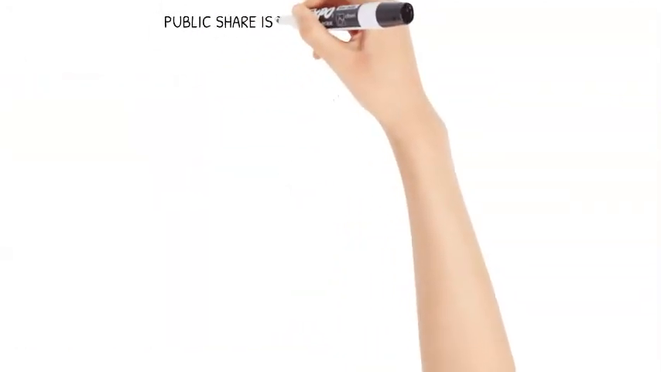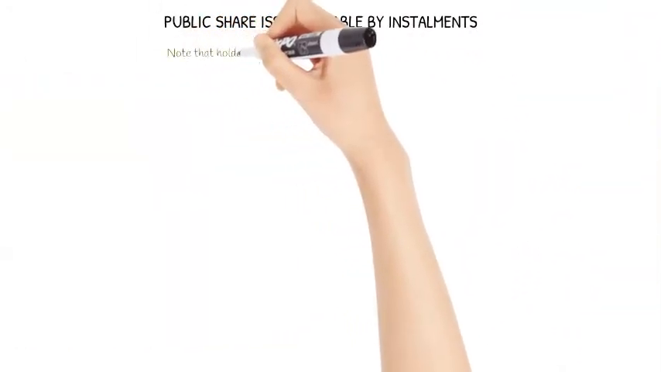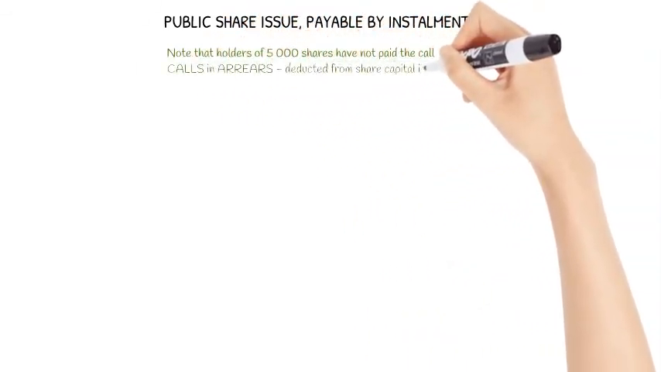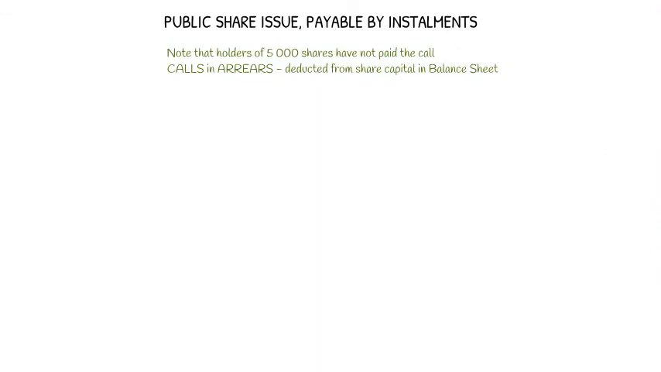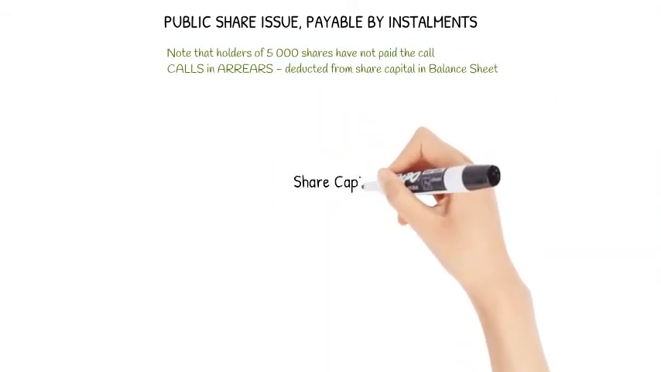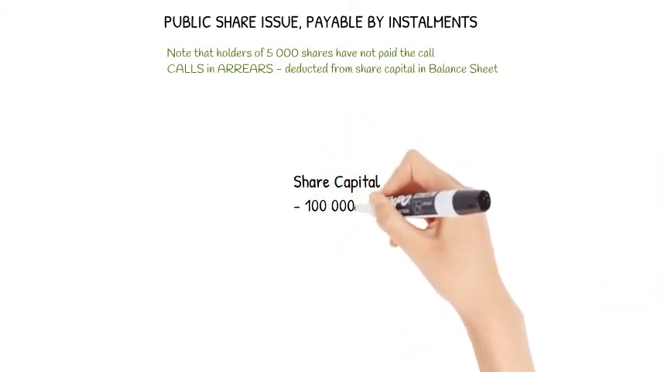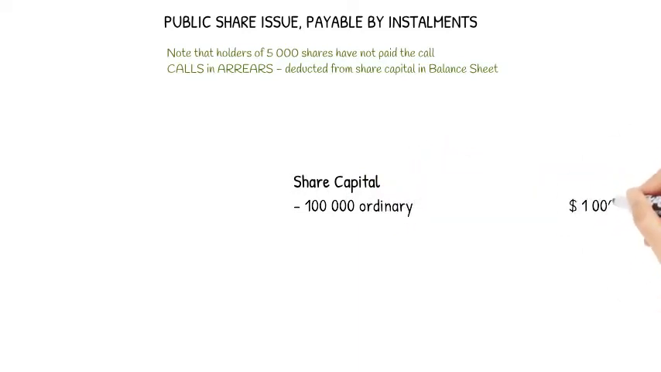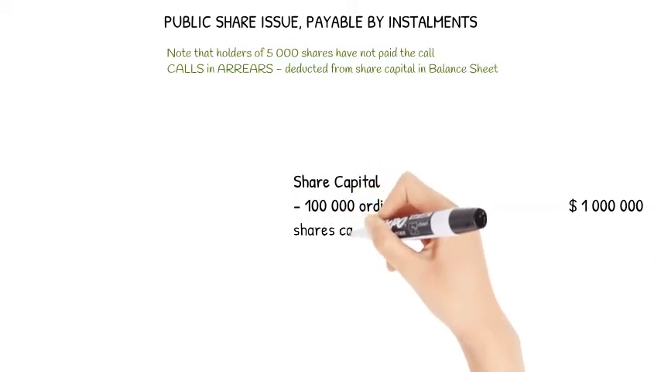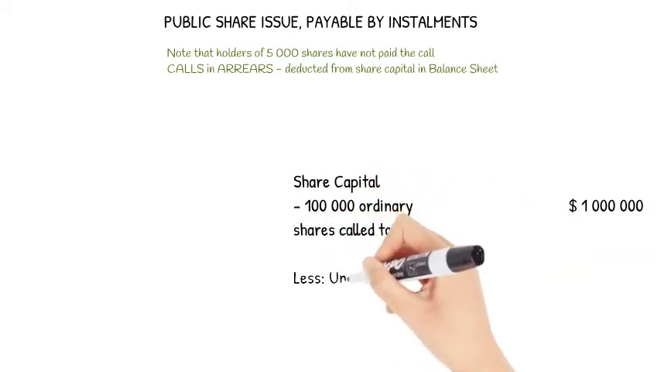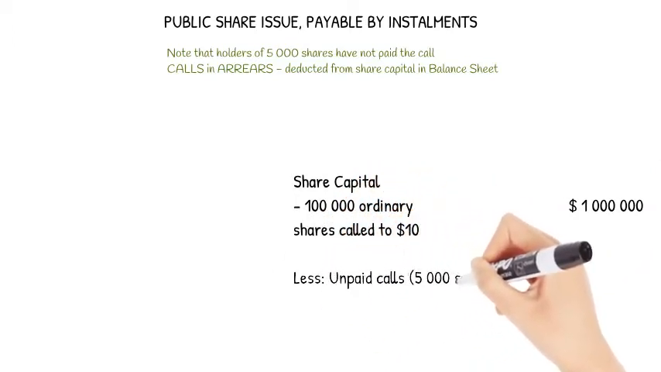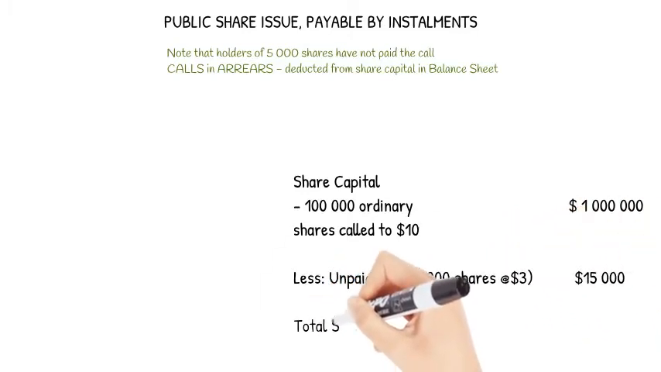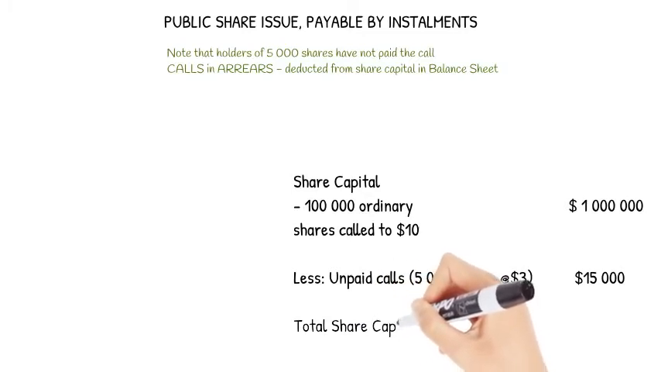Earlier, the company made a call for 100,000 shares at $3 each. However, the company never received all the money that they called for. They only received 95,000 shares at $3 each. So we need to show these. This is also known as call in arrears. So the unpaid calls of 5,000 shares at $3, a total of 15,000, has never been received. So it needs to be deducted from the share capital.